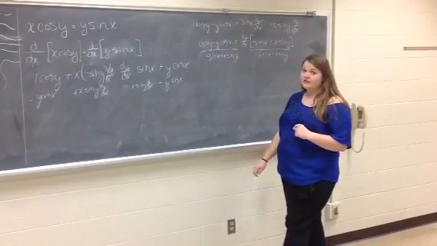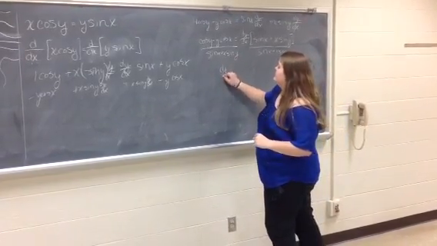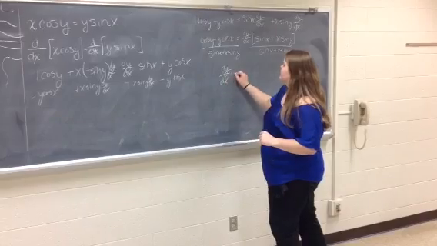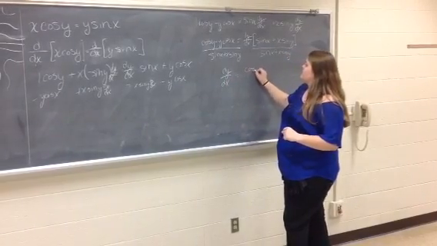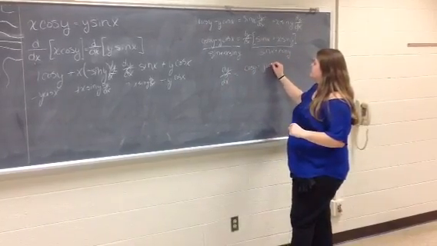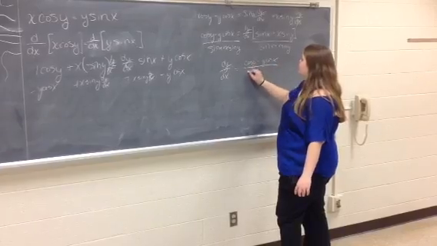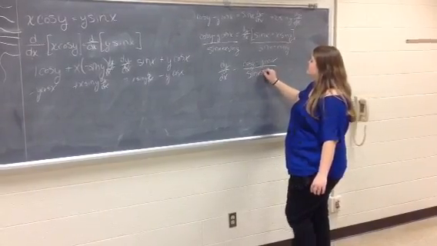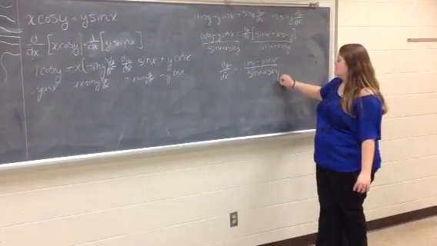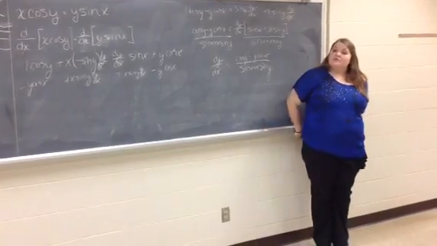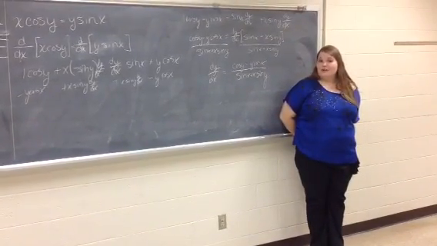Which will give us our final result that dy/dx is equal to cosine y minus y cosine x over the quantity sine x plus x sine y. Since we don't have a point to plug in for a tangent line, we're done.